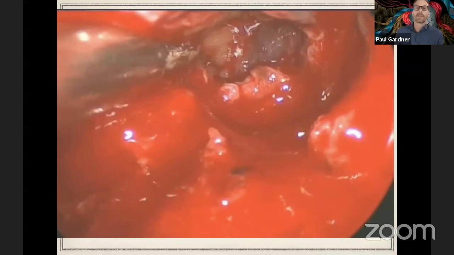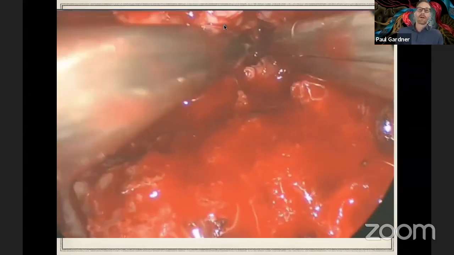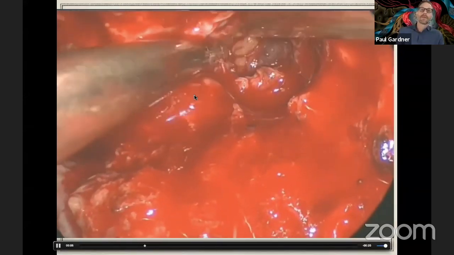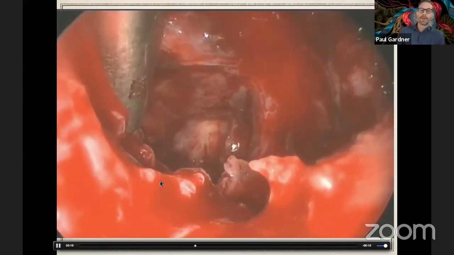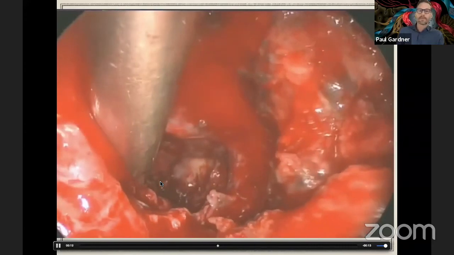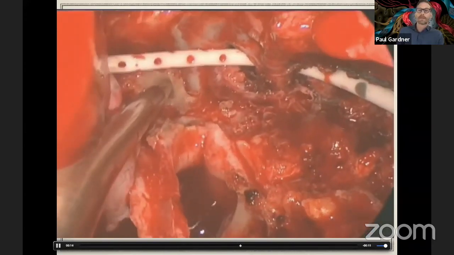Here's the middle fossa as well as Meckel's cave. And we're working on both sides of V3. Here's foramen ovale. And there's tumor all the way out to the temporal lobe and all the way into Meckel's cave.